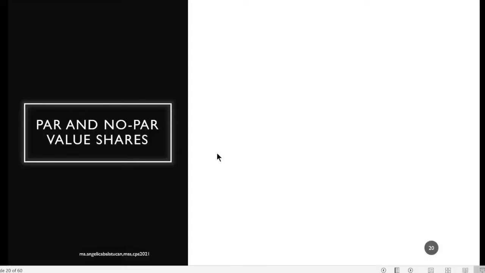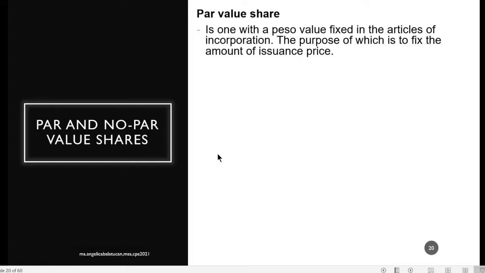Next, we have the par and no par value shares. When we say par value ang share, it is a share with a peso value fixed in the articles of incorporation, and the purpose of which is to fix the amount of the issuance price.